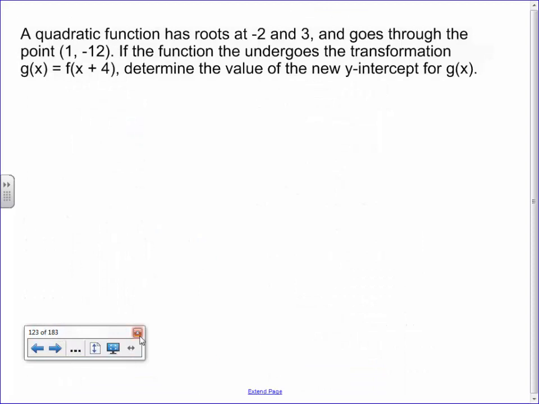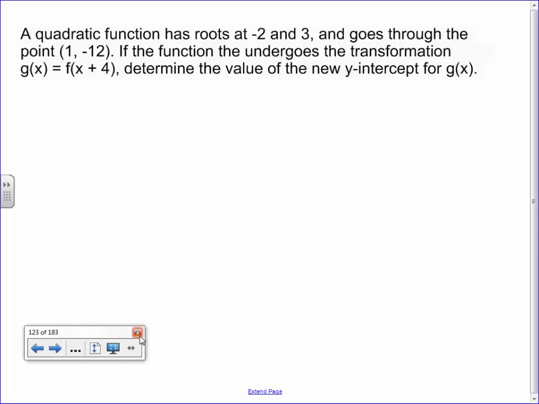Okay, more common example. This is something much similar to what you guys did on yesterday's quiz. A quadratic function has roots at negative 2 and 3, and goes through the point (1, -12). I'm hoping right now alarm bells are going off: hang on, why are they giving me a random point? Why am I given a random point? So you can find that leading coefficient eventually, right?